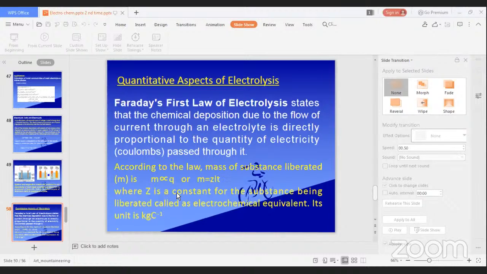So what is the Z value? Z is the electrochemical equivalent, and Z equals E by F, where E is the equivalent weight and F is the Faraday. What are the units for Z? The equivalent weight is measured in kg and the Faraday in coulombs, so the unit for Z is kg per coulomb. So the final equation is M equals ZIT. This is the mathematical representation of Faraday's first law.